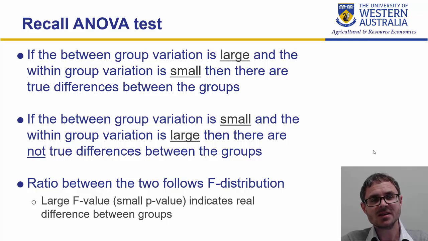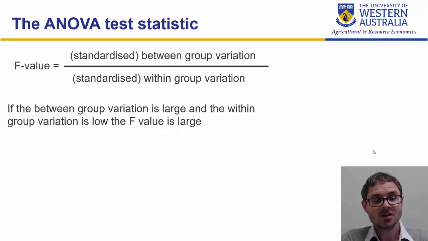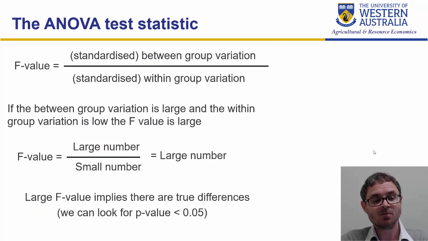Practical decision rule for us: large p-values lead to us not rejecting the null. Small p-values lead to us rejecting the null. And the null is that all the group means are the same. So this was our statistic. We have here our F value. What do we have? We have the standardized between group variation divided by the standardized within group variation. If this ratio is large, we reject the null that all the groups are the same.